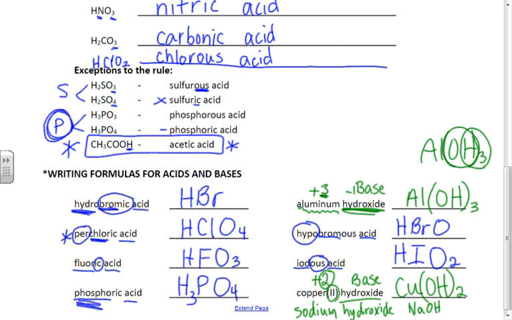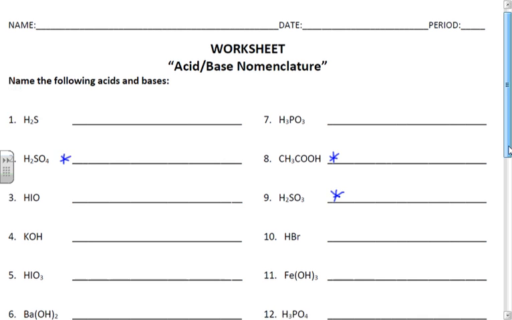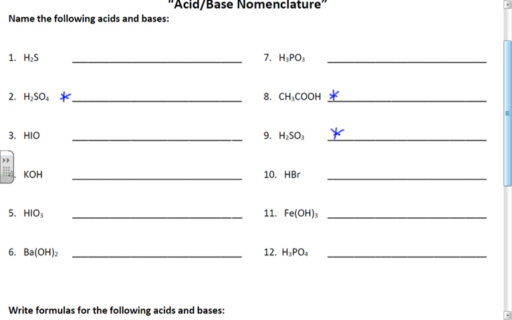I'll do a couple on your assignment to get you started here. The exceptions are going to be number 2, number 8, number 9, and number 12. These are the ones that are not going to follow the rules that you'll need to look at your exception list for. Okay, and number 7. Sorry.